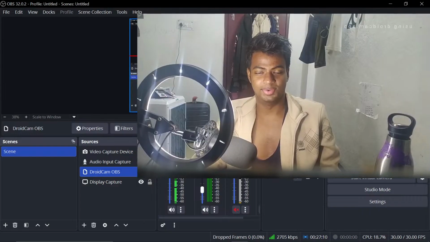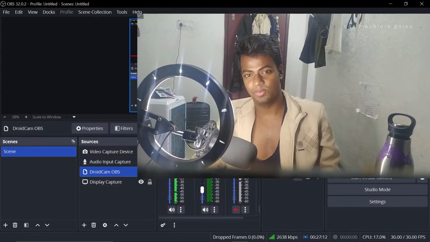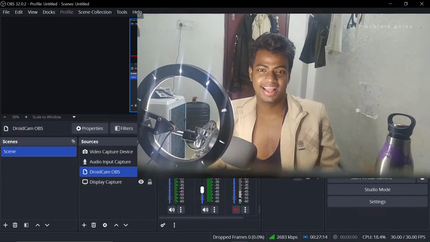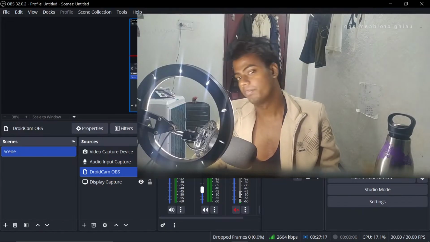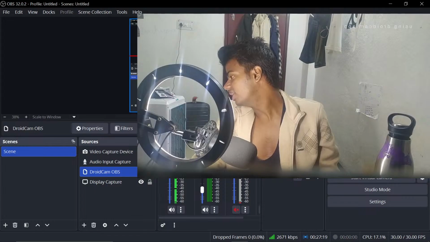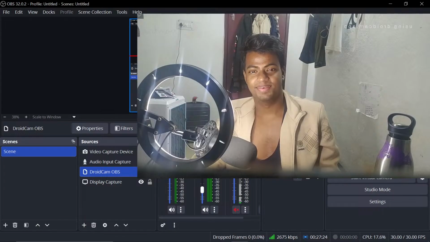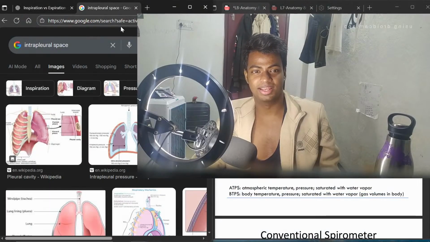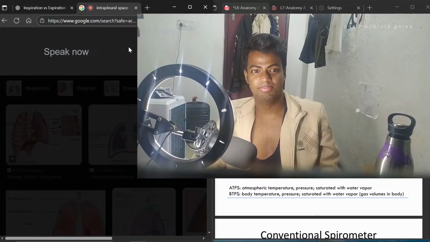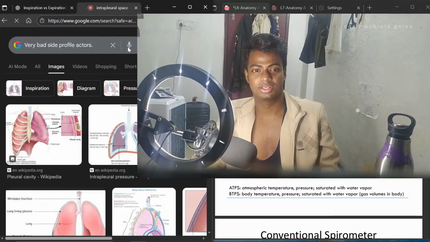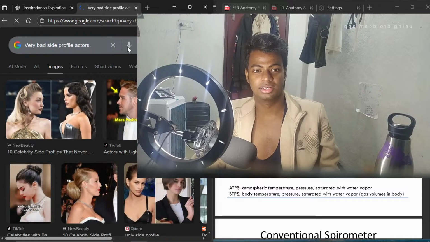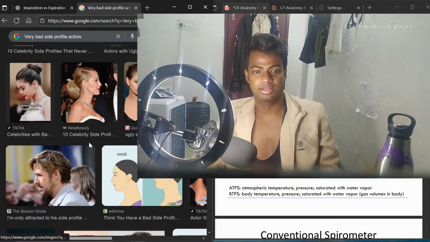We cannot hide anywhere. This is so problematic. I look very bad inside profile, right? Very bad side profile. Very bad side profile actors. Very good side profile.